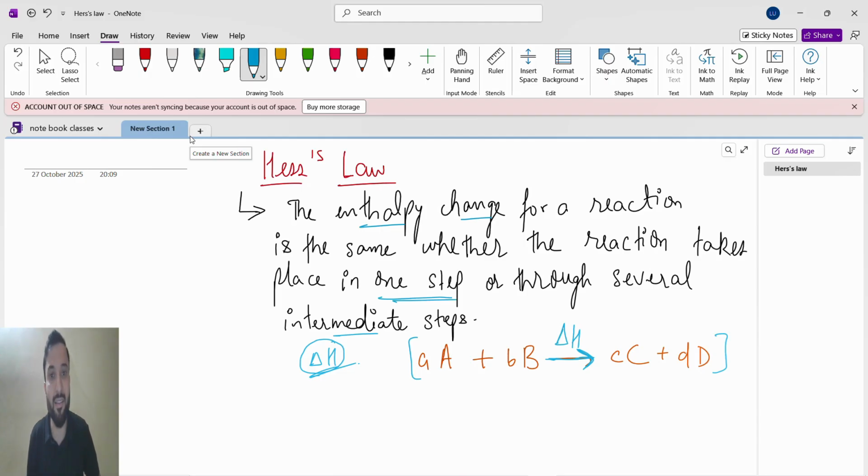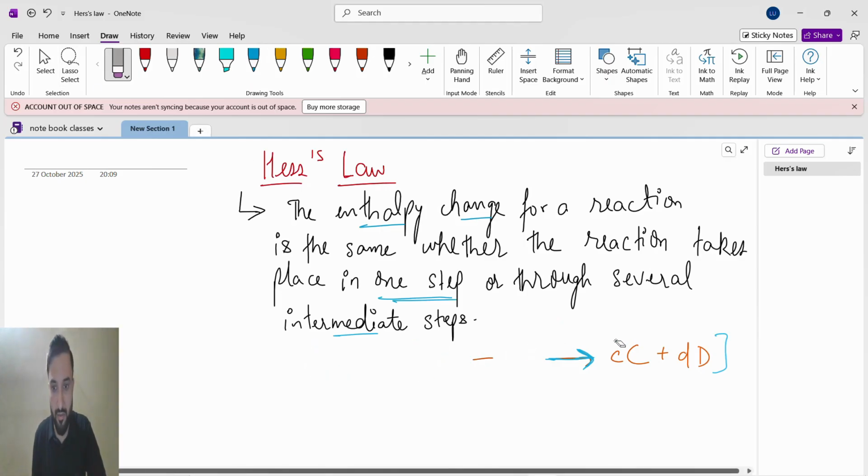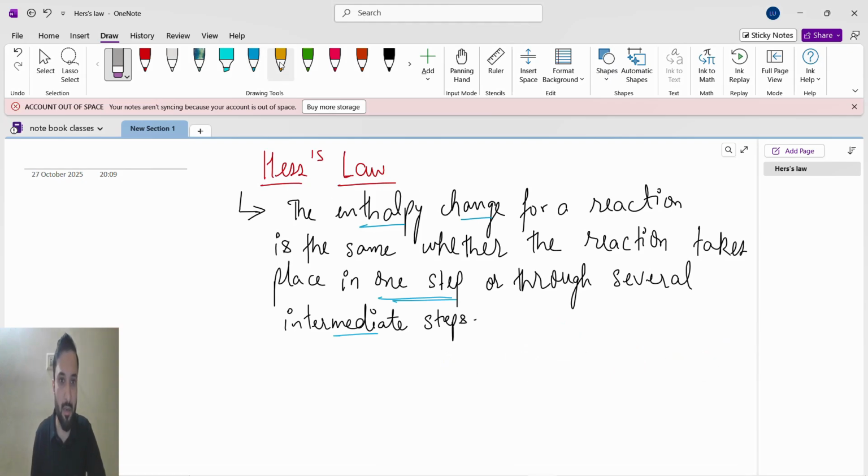That is what Hess's law says. Either you go directly in one step, or you go by several steps to the final product. Whatever path you take, the enthalpy change will remain the same. This is very important. Let's take one example for the reaction. First, you have to write the definition of enthalpy change.